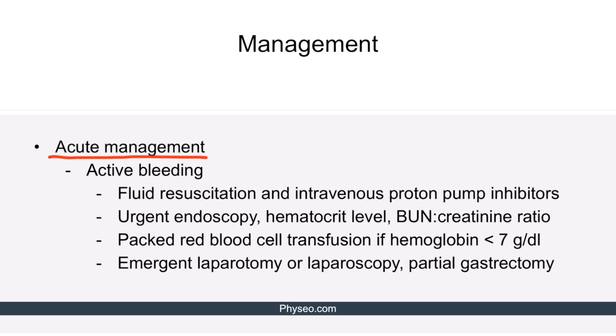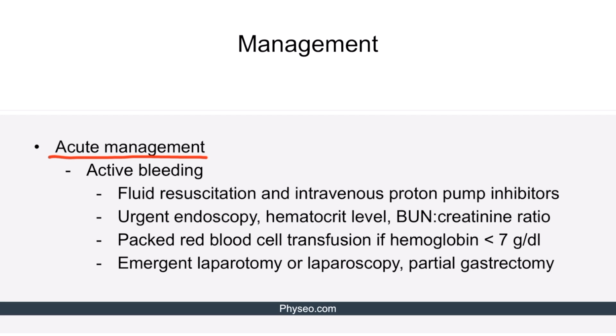Patients with upper GI bleeds may have an elevated BUN creatinine ratio, which can be an indicator of active bleeding. Intestinal breakdown of hemoglobin leads to increased urea production and reabsorption in the proximal convoluted tubule of the kidneys. It is important to note that if hemoglobin levels drop below 7, a packed red blood cell transfusion is necessary.